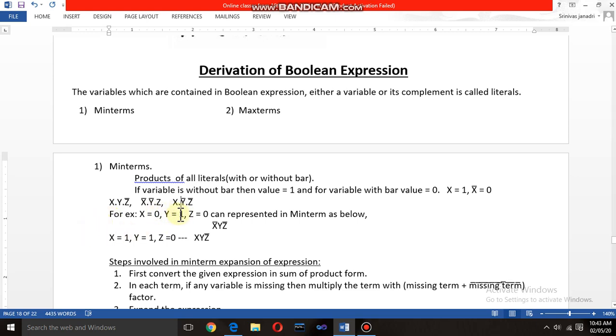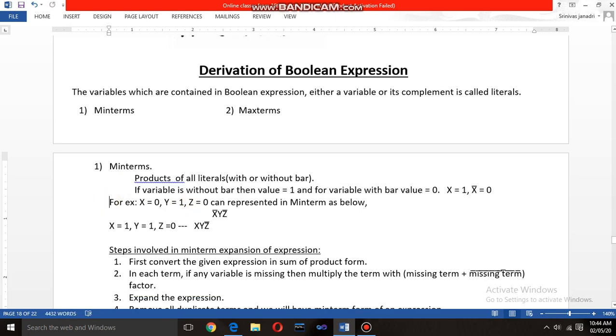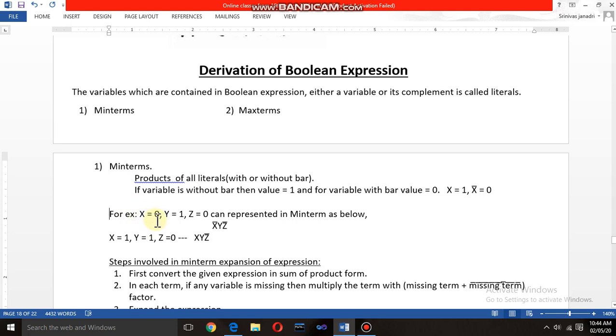You have to remember this one, and observe one of the examples I have given here. x equal to 0, y equal to 1, and z equal to 0 can be represented as a min term as x complement into y into z complement, where 0-valued variables are represented as complements, like x complement, and non-zero, that is 1-valued variables, are represented as non-bar variables. This is about min terms.